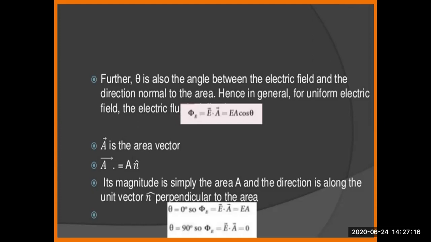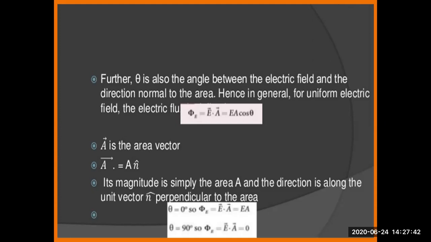Hence, in general, for a uniform electric field, the electric flux is E A cos theta. Here, the area is the area vector, A times n, where n is its unit vector. Its magnitude is simply the area A, and the direction is along the unit vector, perpendicular to the area, just as we said before.